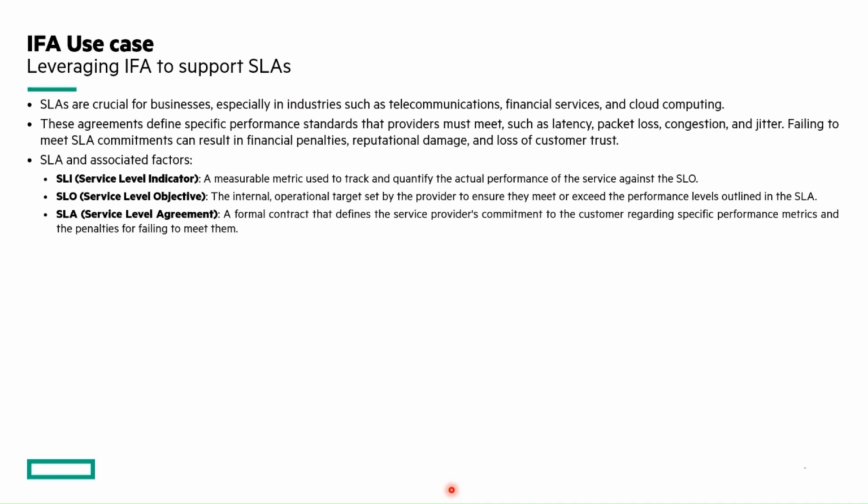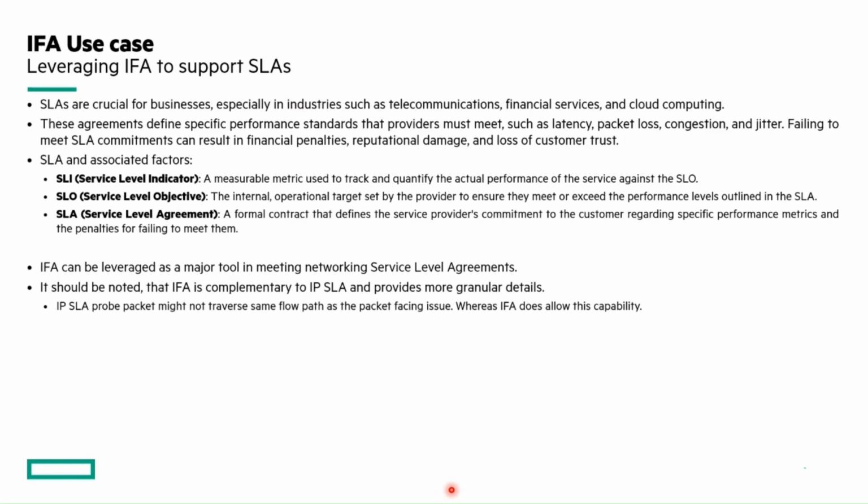And SLAs are again a formal contract that defines the service provider's commitment to the customers regarding specific performance metrics and the penalties for failing to meet them. So it's a kind of funneled approach at the top of which sits the SLA. Next is the SLO, and then finally SLIs are the actual values of the metrics that support those SLOs. So IFA can be leveraged as a major tool in meeting network service level agreements.